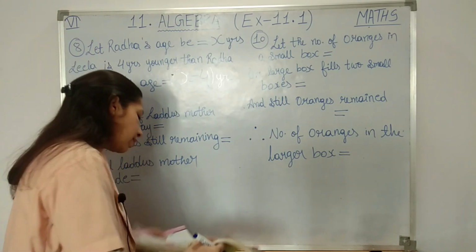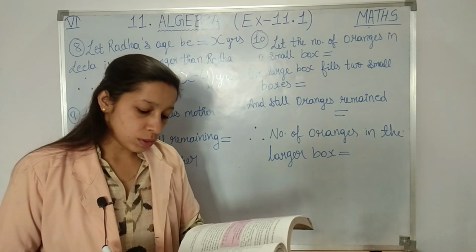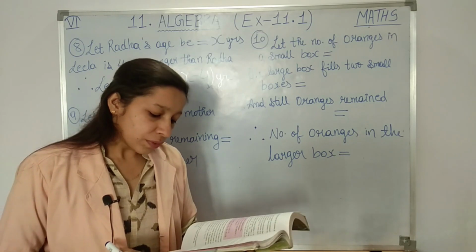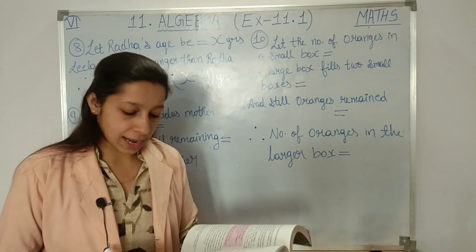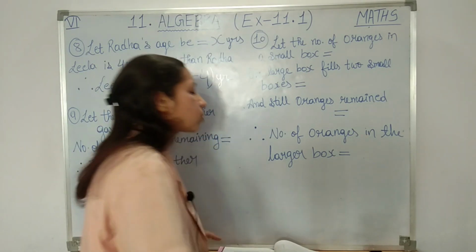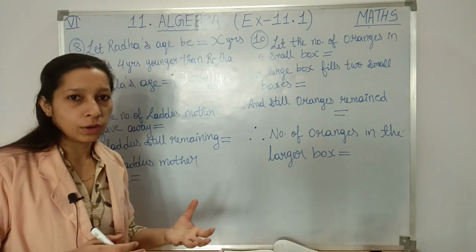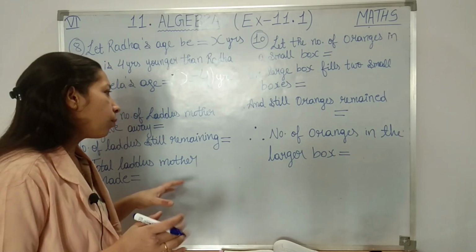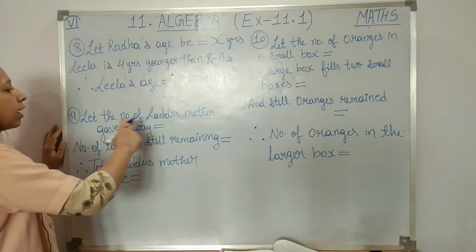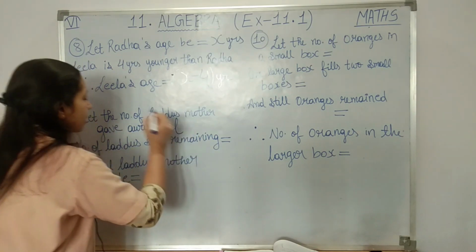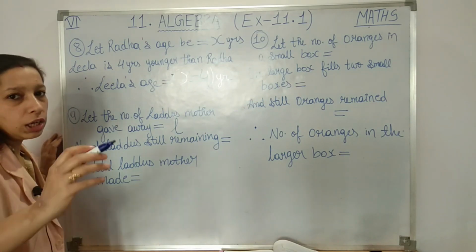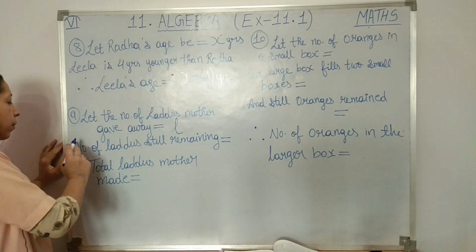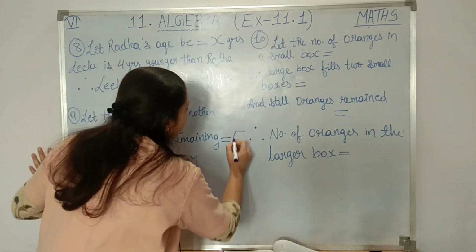Okay students, now let us see question number 9. Mother has made laddus. She gives some laddus to guests and family members. Still 5 laddus remain. If the number of laddus mother gave away is L, how many laddus did she make? In simple words, mother has made laddus, she has given laddus to guests and all, and the number of laddus she gave is L. After giving L laddus, 5 more laddus are remaining. So the number of laddus still remaining is 5.